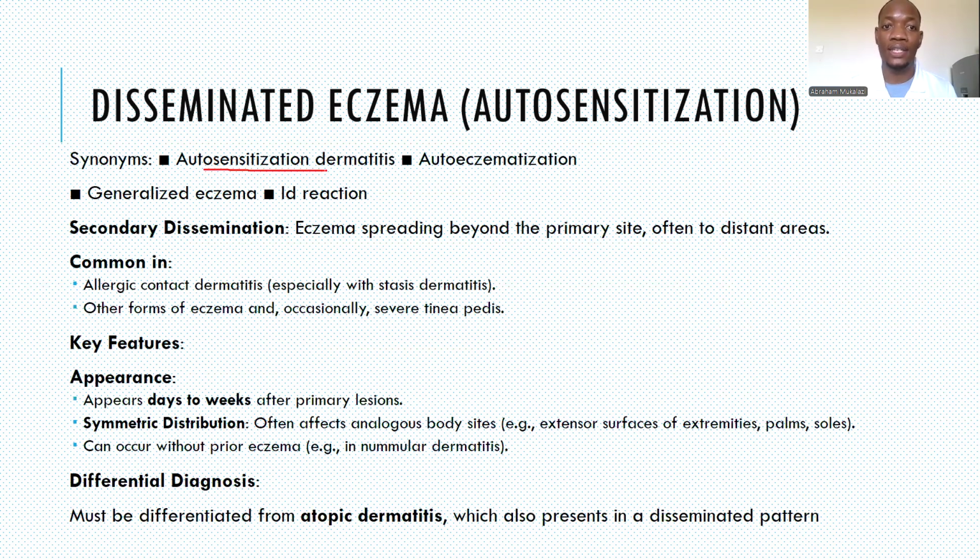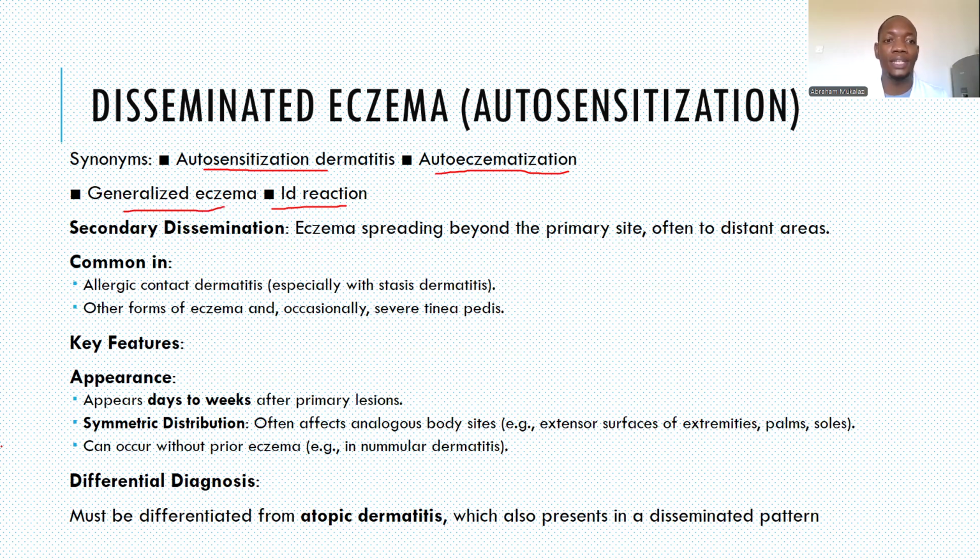So it has also been called autosensitization dermatitis, or even auto-eczematization, or even generalized eczema. Some people call it the id reaction eczema. So oftentimes it is secondary to a different type of eczema. Maybe you have a localized irritant contact dermatitis, then you get disseminated eczematous lesions, or even sometimes generalized. You can even see it in atopic dermatitis. Maybe someone has fracture lesions, then all over the body they have these minute eczematous papules, which sometimes can be scaly or even edematous. So this is what we call the generalized or disseminated eczema.